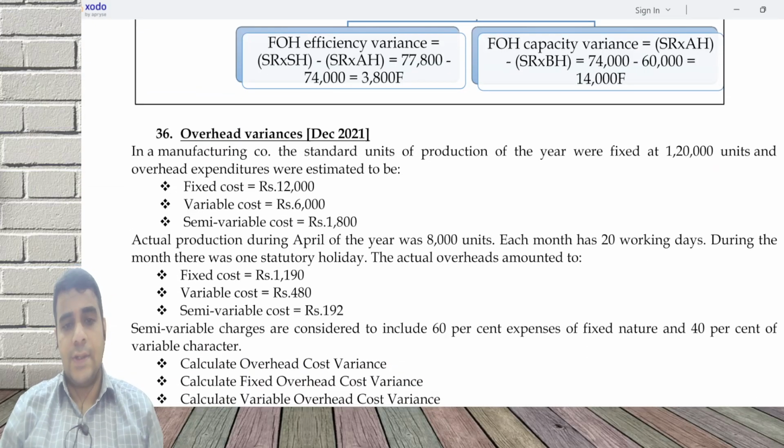Go through question 36, a very good problem.